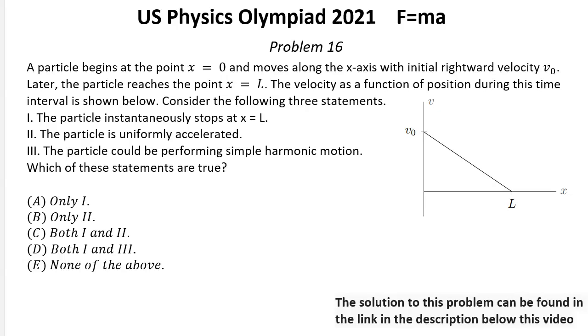So it means that v as a function of x cannot be a straight line. Third, the particle could be performing simple harmonic motion. This is not correct because in simple harmonic motion, if displacement behaves like sine omega t, velocity behaves like cosine omega t, and the dependency of velocity on displacement is not a straight line. So the correct answer is A, only the first one. And that was a solution for problem number 16.